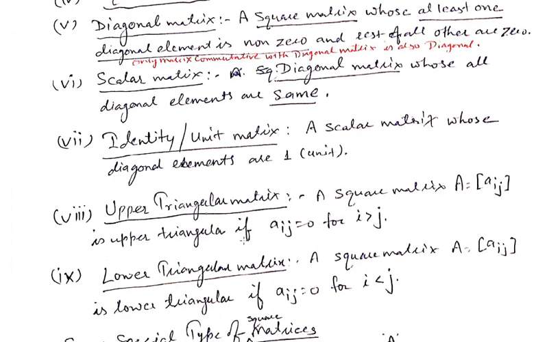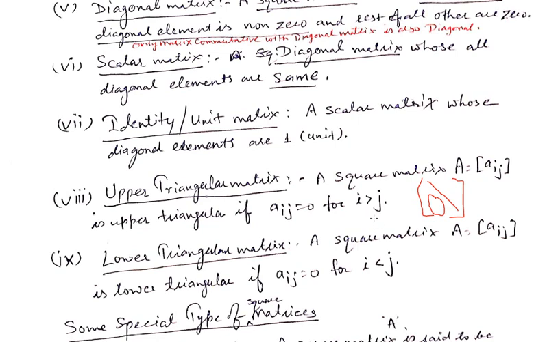Upper triangular matrix: we have a square matrix, and in an upper triangular matrix the elements below the diagonal are all 0, and at least one element above the diagonal must be non-zero. And in the case of a lower triangular matrix, all the elements above the diagonal are 0, whereas at least one element below the diagonal is non-zero.